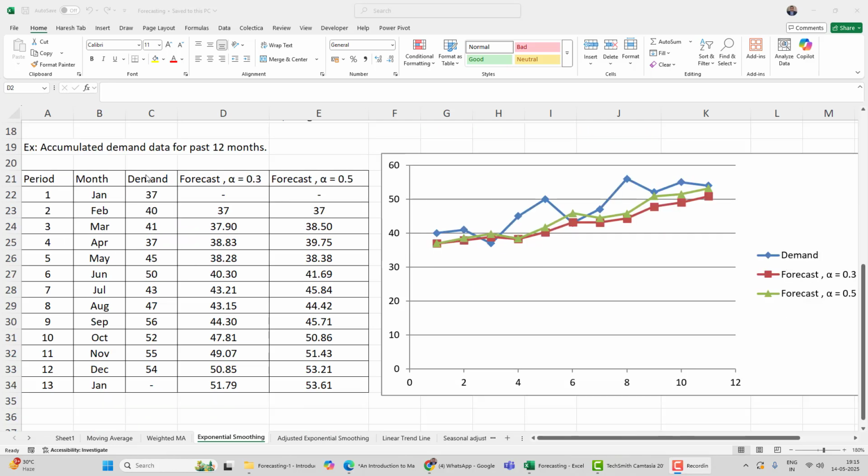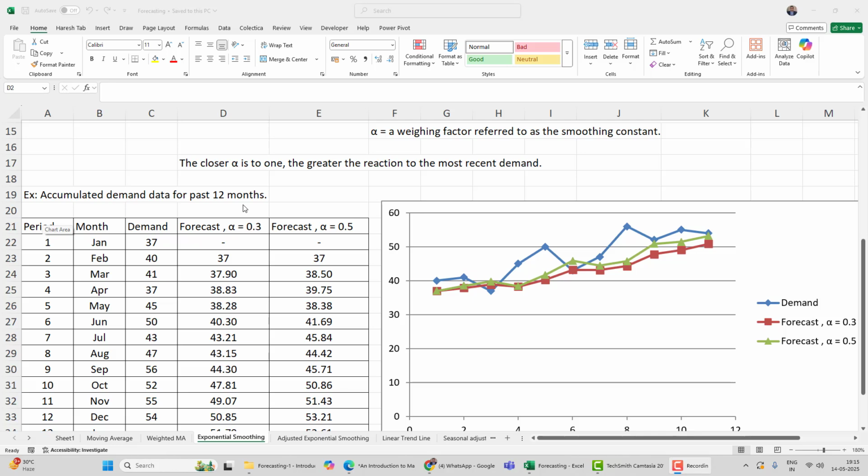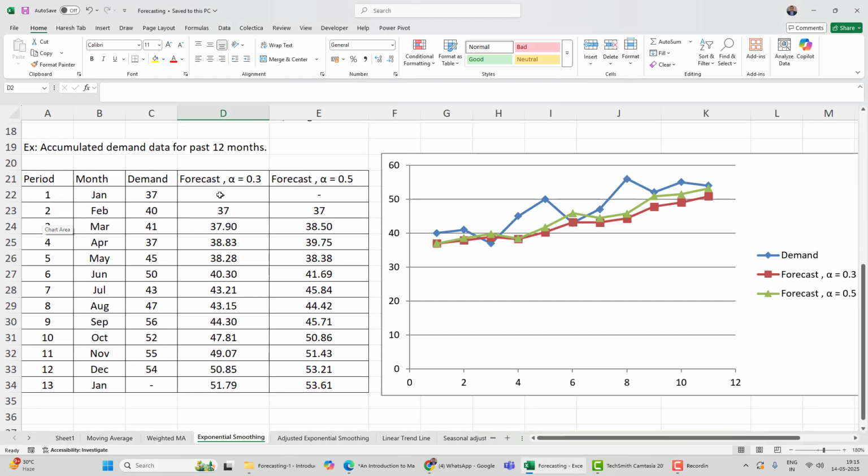This particular data is already available to us from Jan to December, and we want to forecast for Jan again. So this is the demand value, and if we are using alpha, then this is how we will go. Because we don't have the forecast available right now, we will just use a dash here, and the demand for the previous period will become our forecast, because we don't have the forecast. But from March onwards we will be using the formula, which will be alpha, 0.3, times the previous period's demand plus 1 minus alpha times the previous period's forecast.